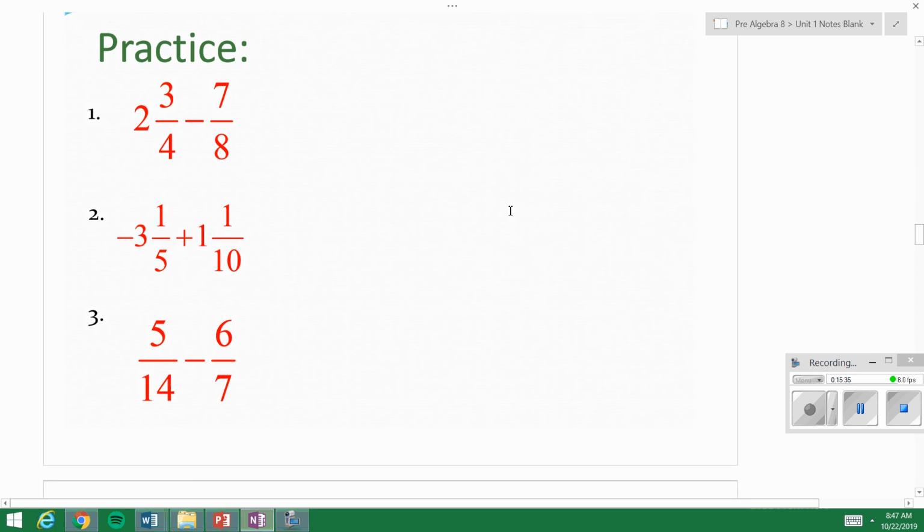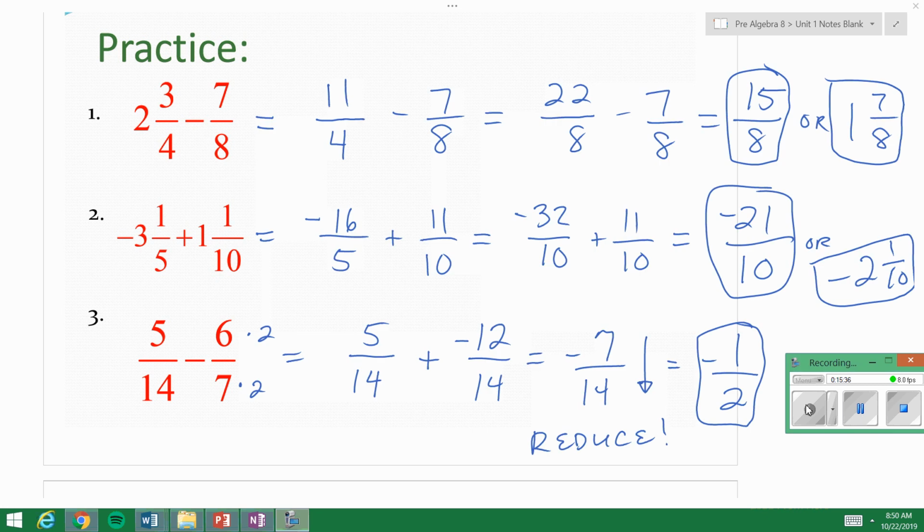Let's see if we get the same exact answers. All right, great. Let's check it out. Make sure that I didn't make any mistakes, and make sure you let me know if I did. So the first one, the common denominator ends up being 8s. And my final answer was 15/8 or 1 7/8. On number 2, I needed to convert them both to improper fractions. And the final answer was negative 21/10 or negative 2 1/10.